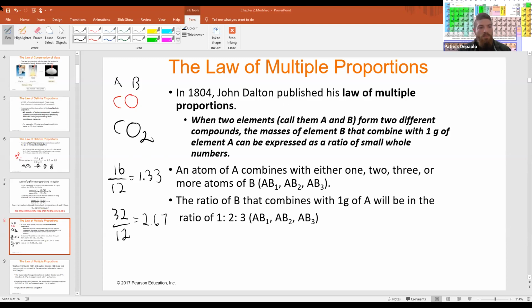Okay, cool. So if you take 2.67 divided by 1.33, this equals exactly 2, or about 2. Does that make sense? Are there any questions on that? We'll do another example though. Why this is important is that you establish the ground rules between different compounds with the same elements, that they occur in very similar ratios.